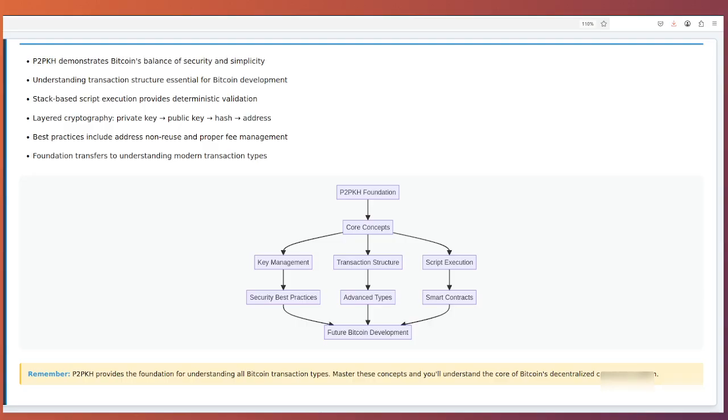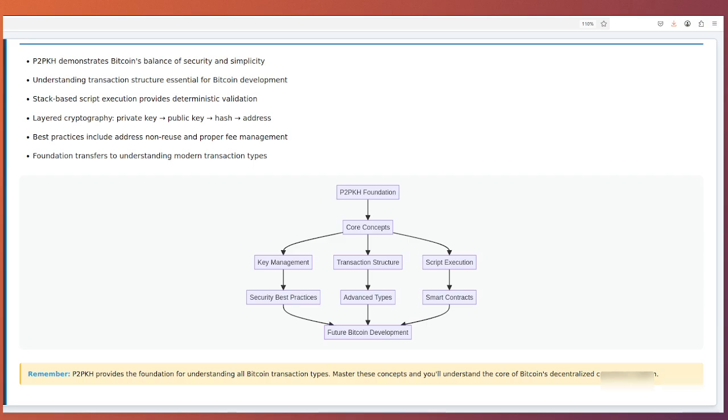The use of standard script templates ensures that most transactions can be validated efficiently while still providing the flexibility of a programmable scripting system. Understanding the transaction structure, from version numbers and inputs through outputs and lock times, is essential for anyone building Bitcoin applications or troubleshooting transaction issues. Each field has a specific purpose and format that must be followed exactly. The distinction between the signing process and the verification process highlights Bitcoin's asymmetric cryptography. Signing requires the private key and is done once by the sender, while verification uses the public key and is performed independently by every node in the network.